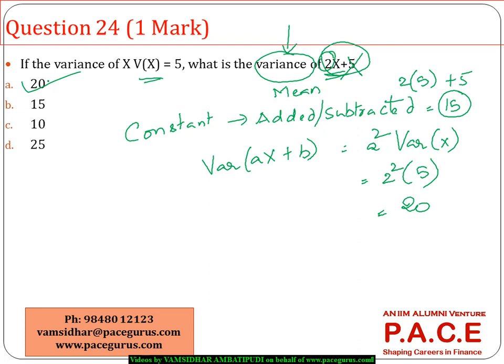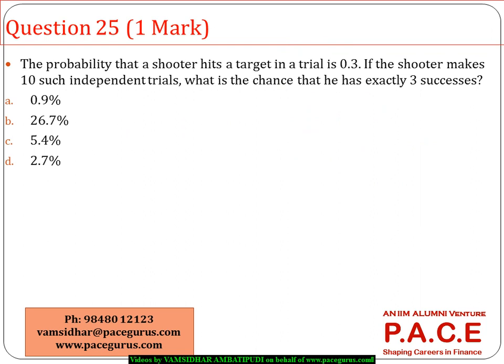Alright. Let's move on to the next question now. The probability that a shooter hits a target in a trial is 0.3. So the probability of success, I am looking at it as 0.3. If the shooter makes 10 such independent trials, what is the chance that he has exactly 3 successes?